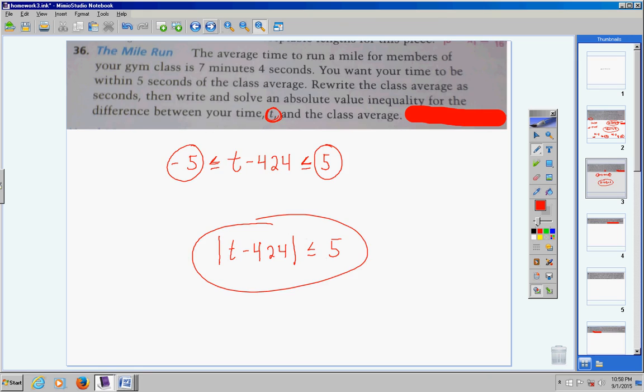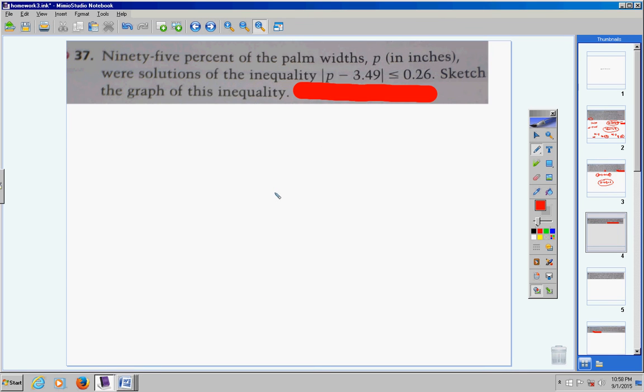All right, number 37. 95% of the palm widths were solutions of this inequality. Sketch the graph of this inequality. Well, let's first read the directions above number 37 in your book. In a sampling conducted by the U.S. Air Force, the right-hand dimensions of 4,000 Air Force men were measured. Okay, so here we go. 95% of the palm widths were solutions to this right here. They fell in this area right here.